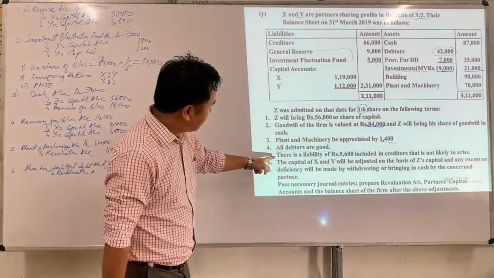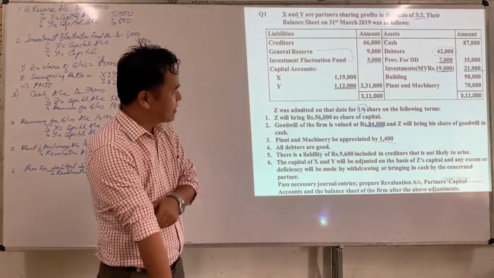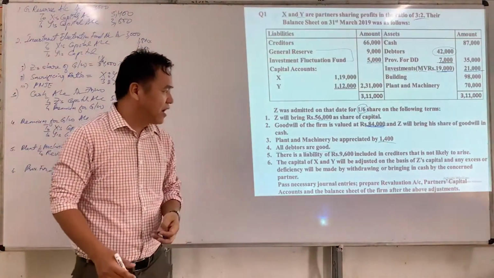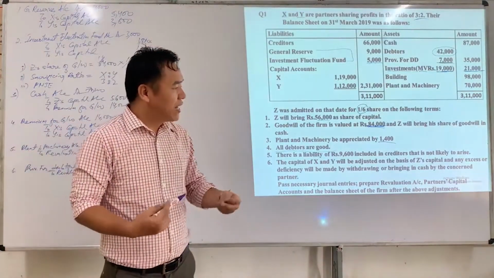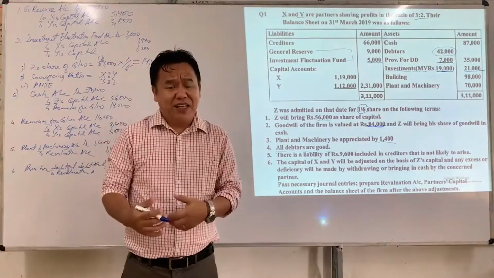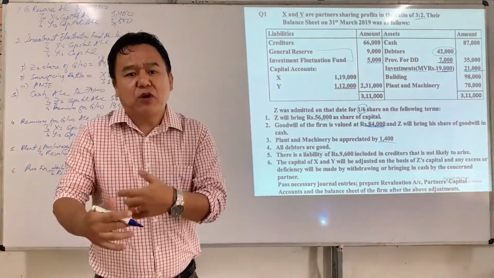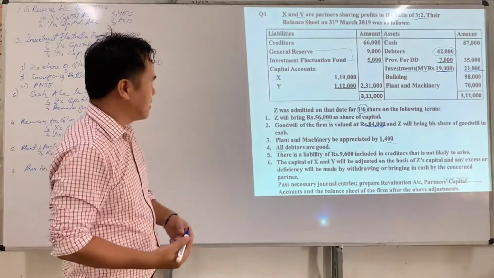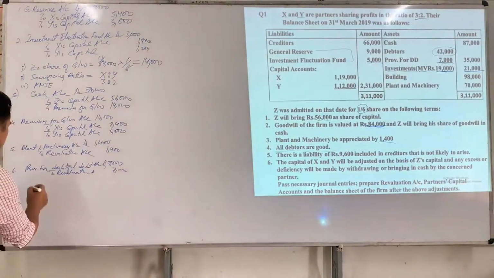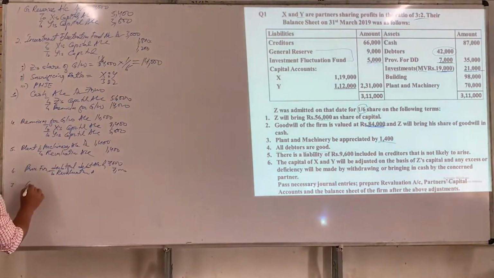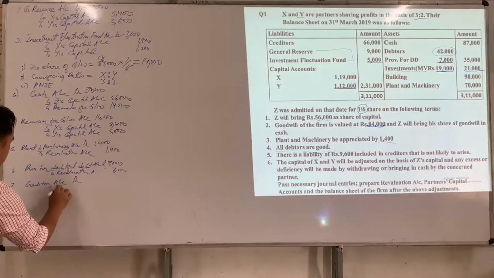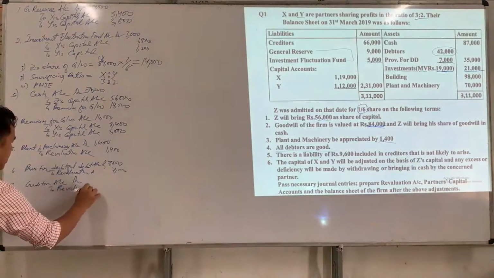Next, there is a liability of rupees 9,600 included in creditors that is not likely to arise, which means a creditor of rupees 9,600 is not likely to claim his money from the firm. If he is not likely to claim his money, then the amount to be paid to creditors will be decreased. Since creditor is a liability, if liability decreases, it should be debited. So the journal entry will be creditors account debit to revaluation account.